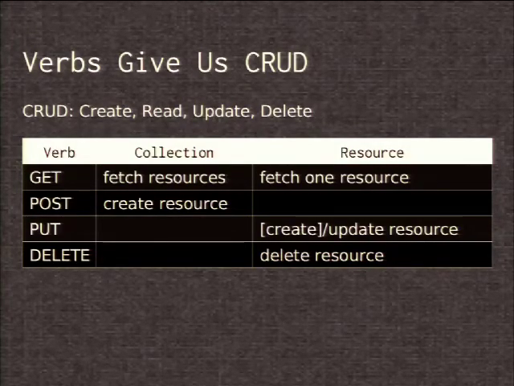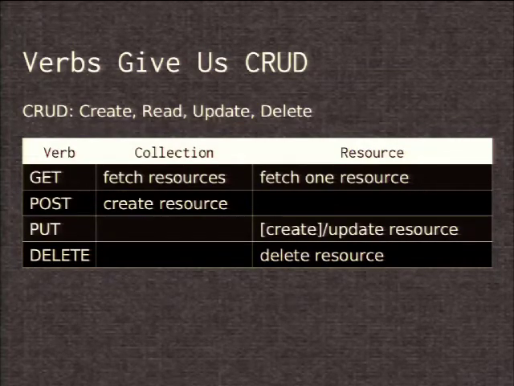When we use the GET verb on a collection, that will fetch all the resources in a collection. So we'll get representations of each resource in a collection. If you do a GET request to a single resource, you'll just get the representation of that resource. And the representations are the same regardless of whether it appears in a collection or as an individual resource.